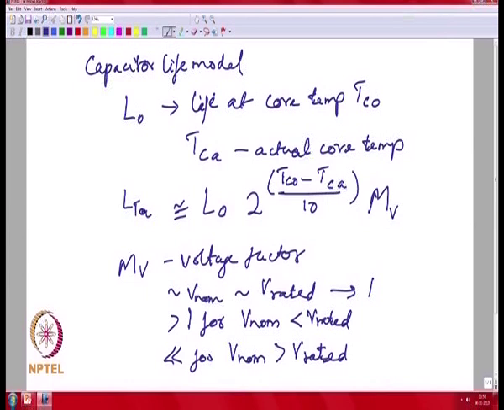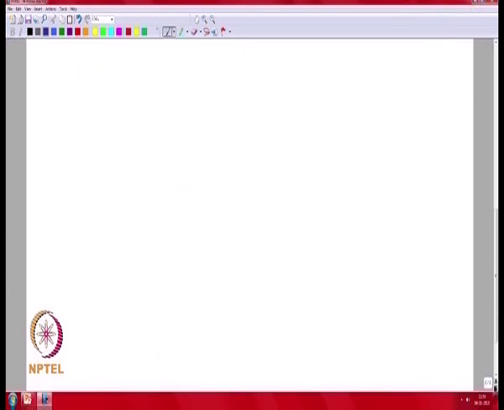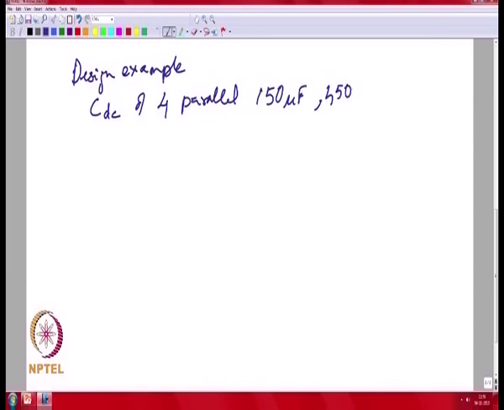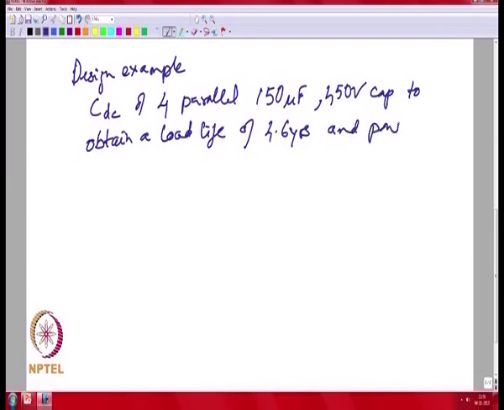In the last class for our design of the capacitor, one of the design points that we had chosen was a capacitor CDC of 4 parallel 150 microfarad, 450 volt capacitors, to obtain a load life of about 4.6 years and power loss in the capacitor bank of 15 watts.